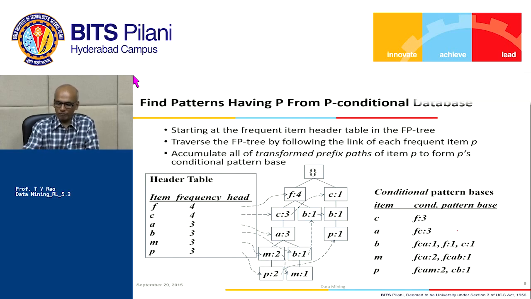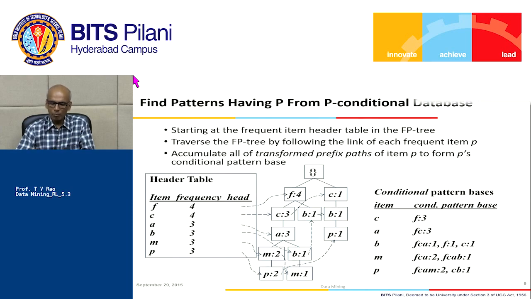Similarly for A, we find FC 3. So we know that AFC is going to be a frequent item set if we have a support of 3. Similarly, when we come to B, we realize that B is occurring once with C, so we cannot have a frequent item set here. And similarly, FB is once, so we are not going to have a frequent item set there. And FCAB is occurring once. So with B, we may not be able to get frequent item sets. And depending on the minimum support, we are going to get different frequent item sets.